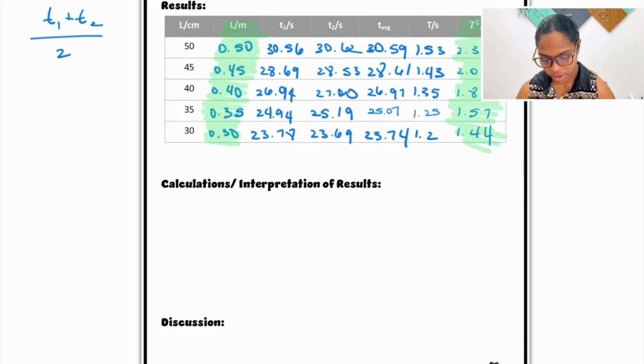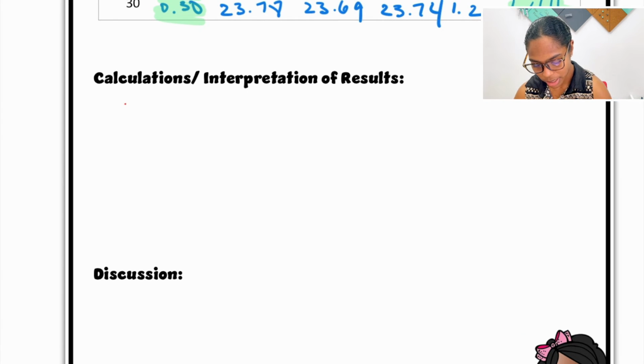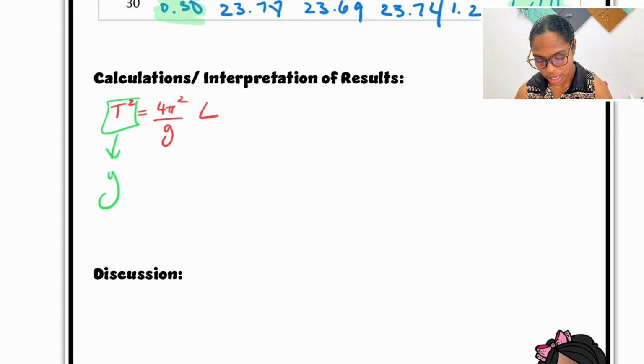So what do I do here now? Usually your teacher will give you a formula. In many cases, they may just give you this formula right off the bat. T squared is equal to 4 pi squared on g by L. I'll explain where we get this from just now. What we have to do here is recognize that this is essentially equivalent to our y value, and this is equivalent to our x value.